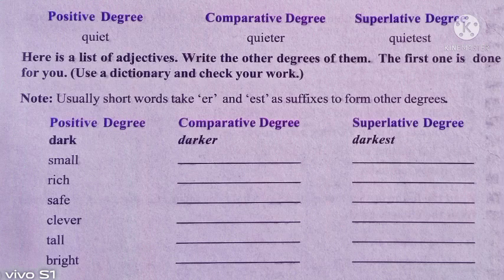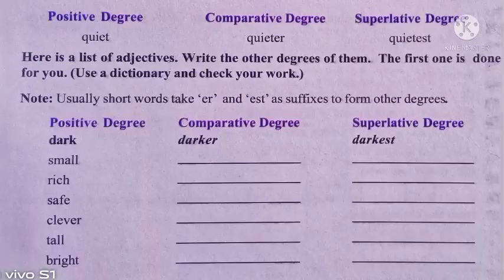Now come back to page number 9. Here is a list of adjectives. Write the other degrees of them. The first one is done for you. Okay. So note, usually short words take er and est as suffix to form other degrees. Here the first one is done for you children. Dark, darker, darkest. Now taking the first one as example, complete all the adjectives given below.